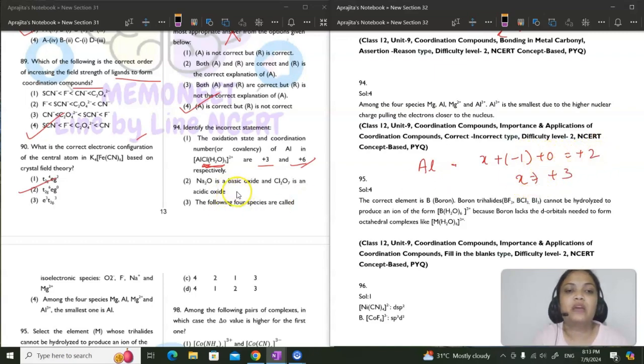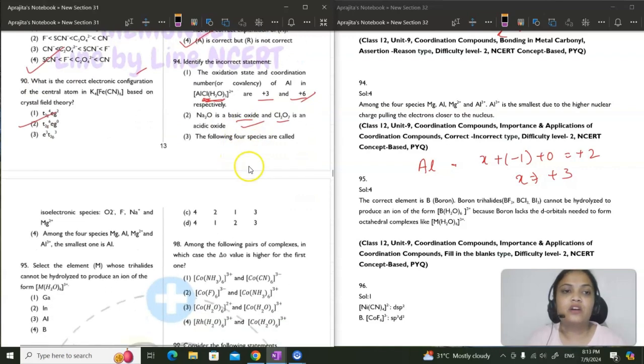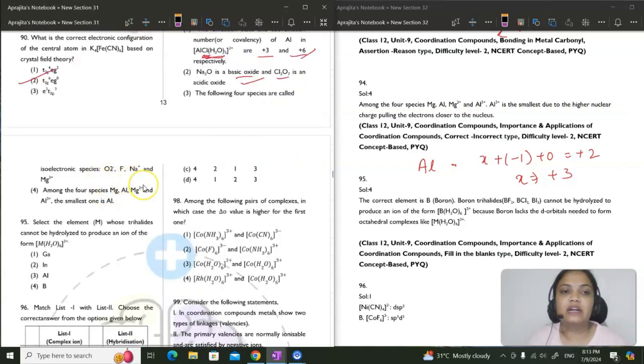So this is true. Na2O is a basic oxide, Cl2O7 is an acidic oxide. Metallic oxides are basic in nature, whereas non-metallic oxides are acidic in nature. This is also correct. The following 4 species are isoelectronic. O2- means 8 plus 2, 10 electrons. Fluoride also has 10, sodium 10. So all of them have 10 electrons.